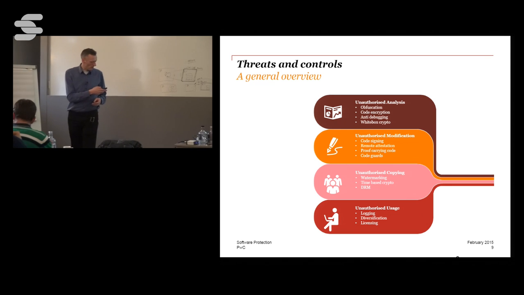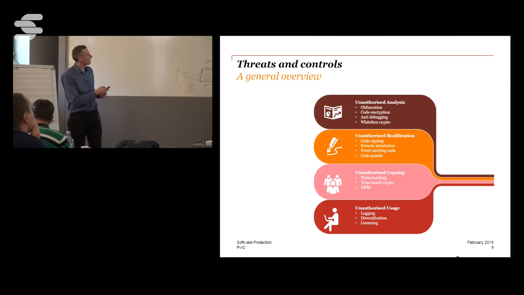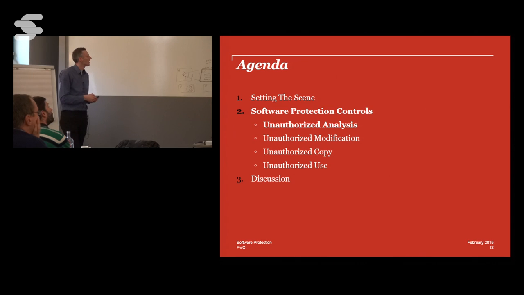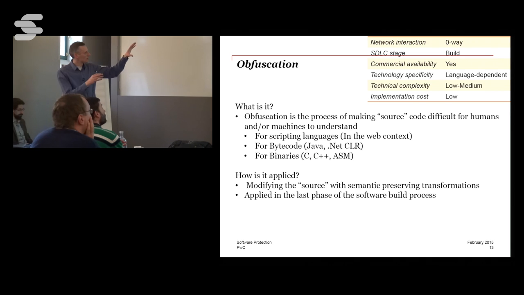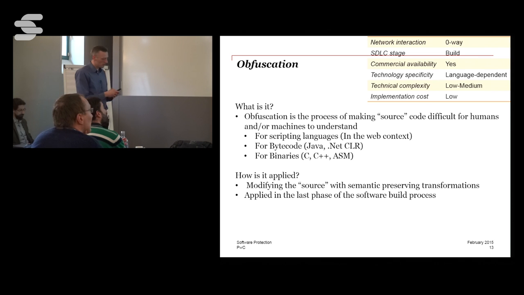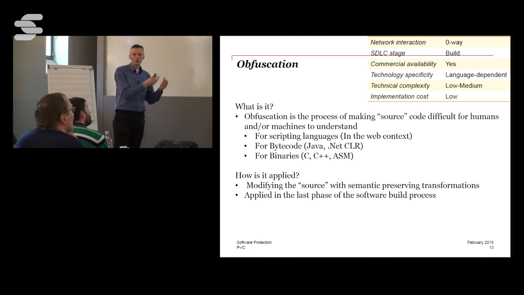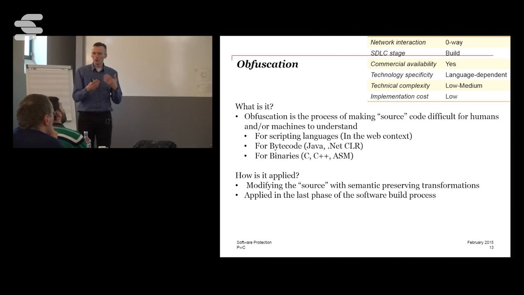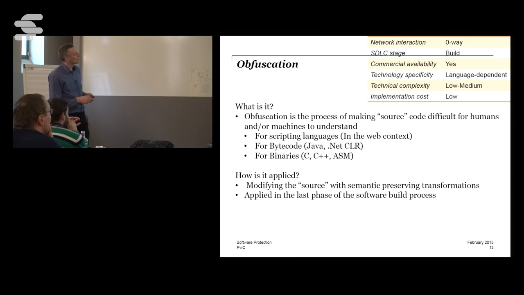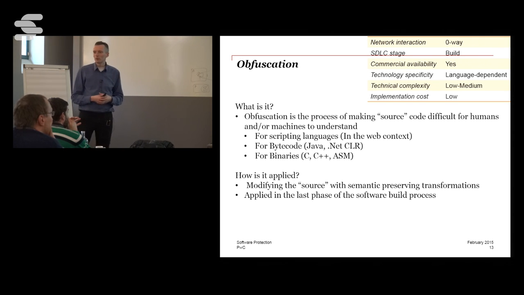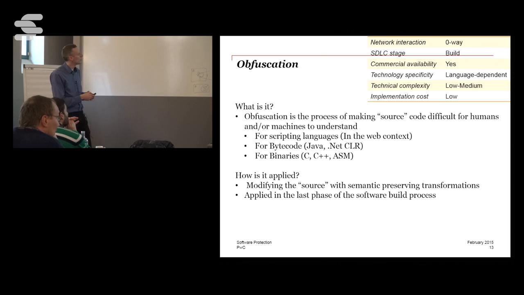Okay, for unauthorized analysis, I'll start off with obfuscation. The structure of the presentation for these controls is similar for most of the controls, meaning that we start off with a general explication, what it is, what is the goal, these kind of things. And in that, we also always list a number of characteristics of these protection techniques. I'll briefly explain what they are.